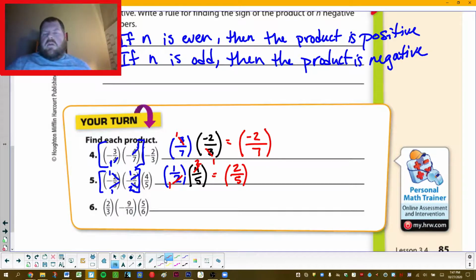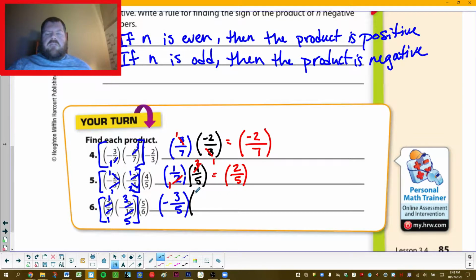Cool. All right, let's look at the last one. Group the first two. I can reduce a 3 and a 9. There's 1 3 for 3 3's in the 9. I can also do the 2 and the 10. There's 1 2, and the 10 is a 5 and a 2. So the 2's cancel, and I get 3/5 there. This is a positive times a negative, so this part's going to be negative. 1 times 3 is 3. 1 times 5 is 5.